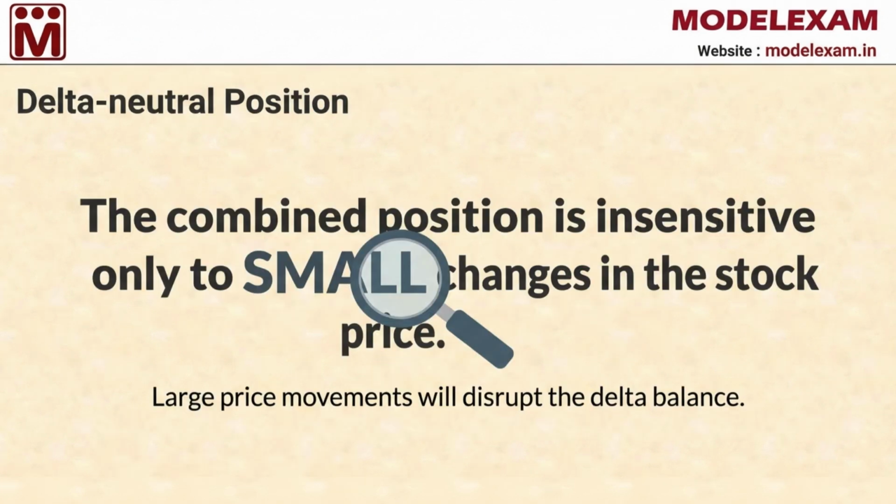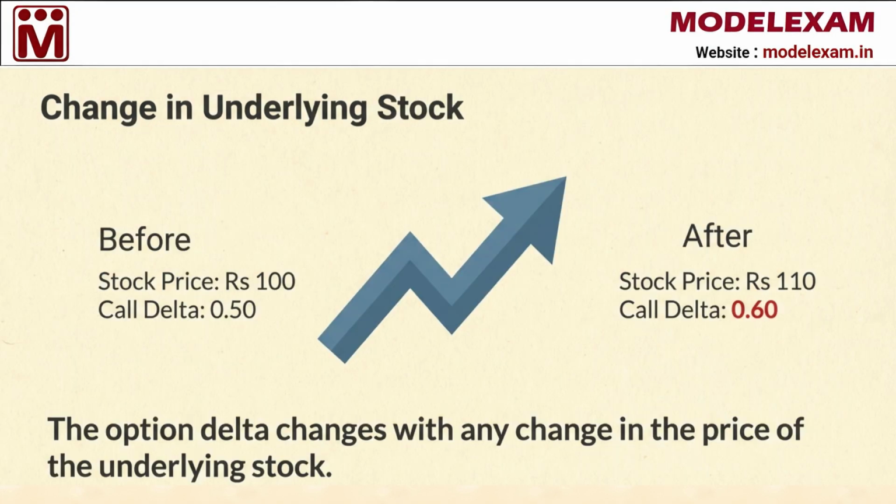It is very important to remember that this balance is mainly for small changes in the stock price. While being delta neutral keeps you safe during minor market movements, very large price movements can still disrupt this balance. This is why traders must stay alert and keep a close eye on their positions. The reason we have to stay alert is that the option delta itself is always changing. Whenever the price of the underlying stock moves, the delta moves too.